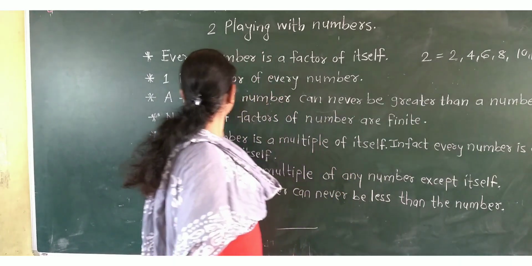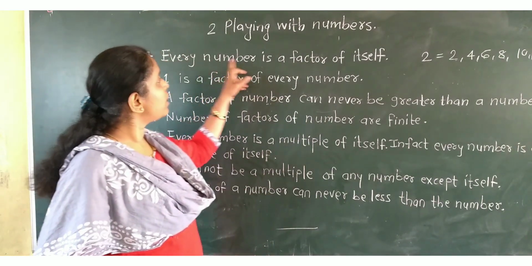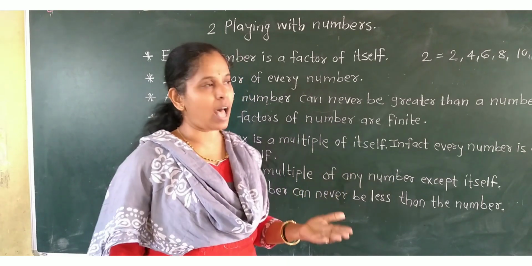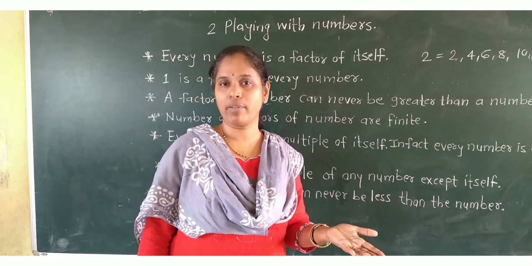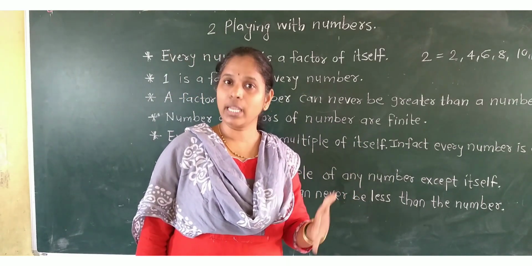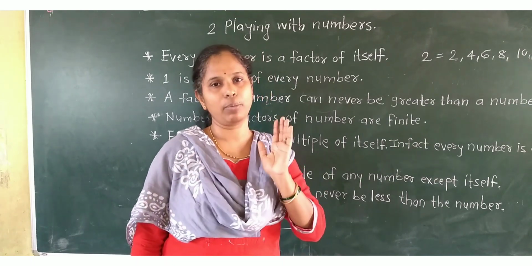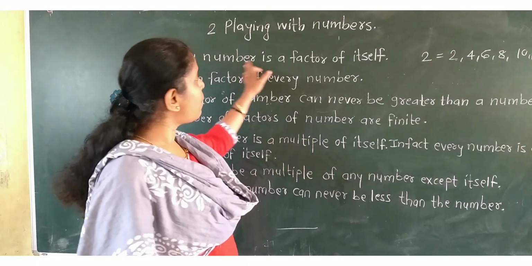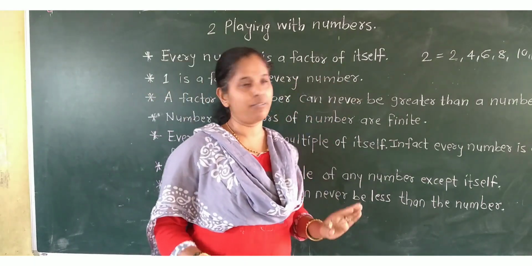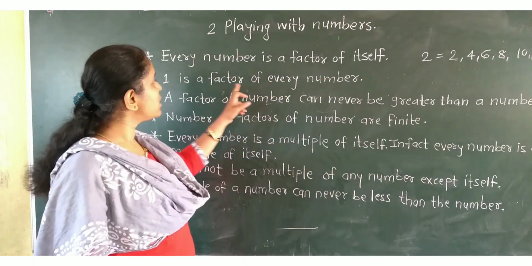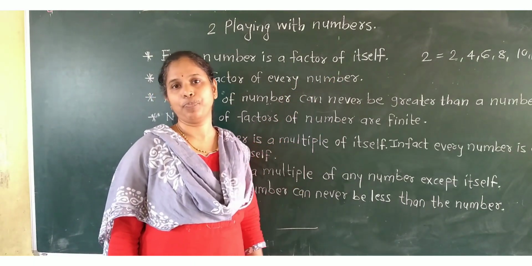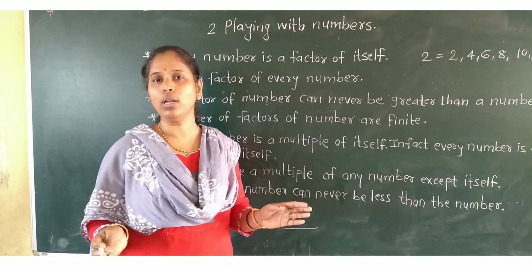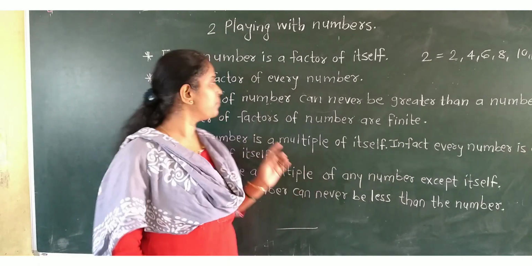Now second, now see, every number is a factor of itself. Suppose if I ask what is the factor of 11, so you can say 11 is a factor of 11, because any number you can take. So every number is a factor of itself. Next, 1 is a factor of every number. Whatever number you take, 1 is a factor of all numbers.